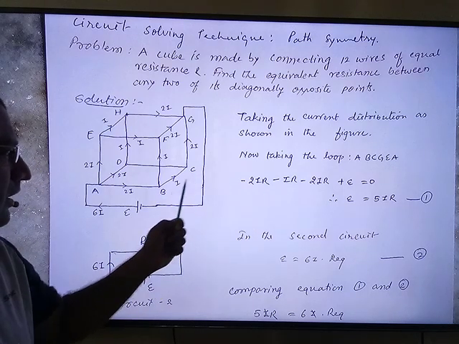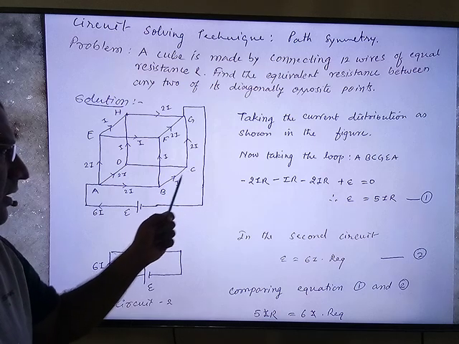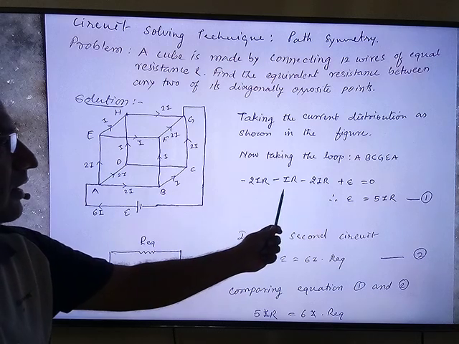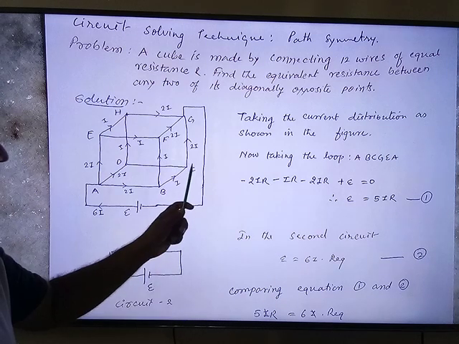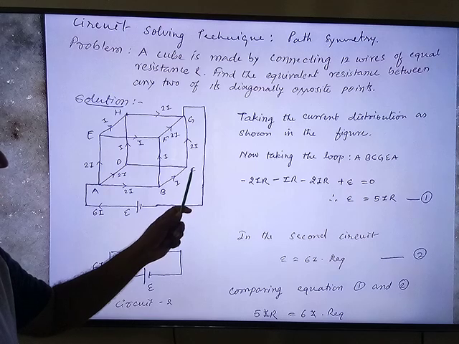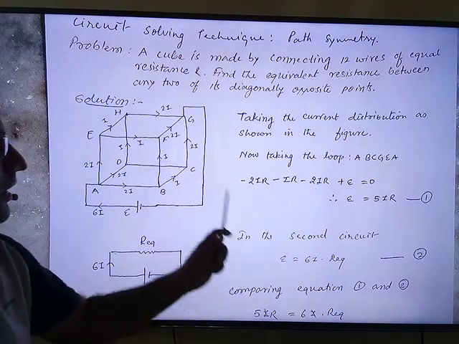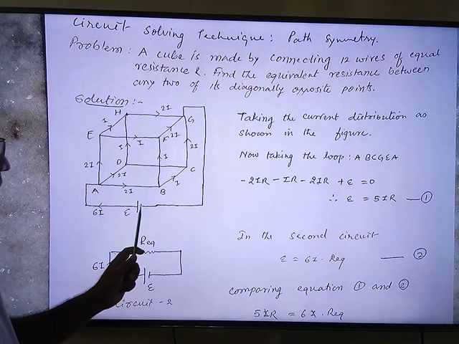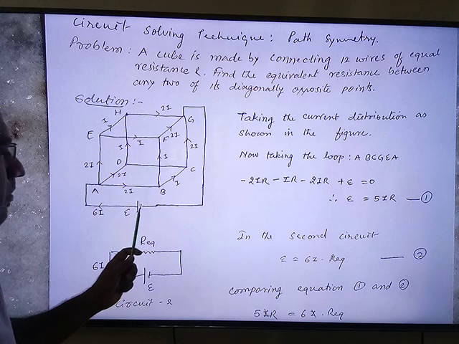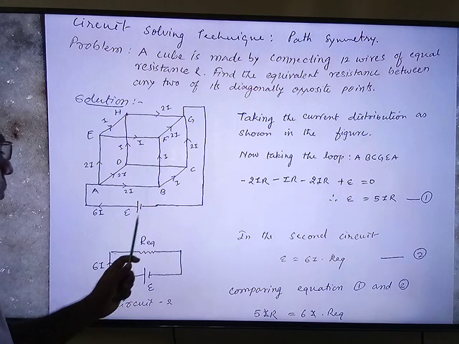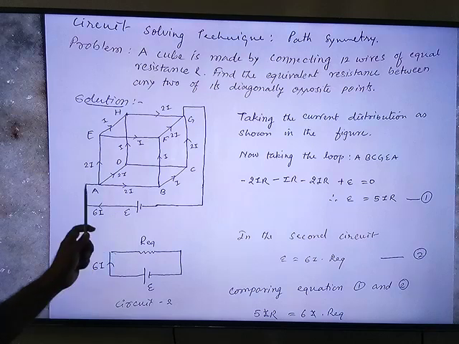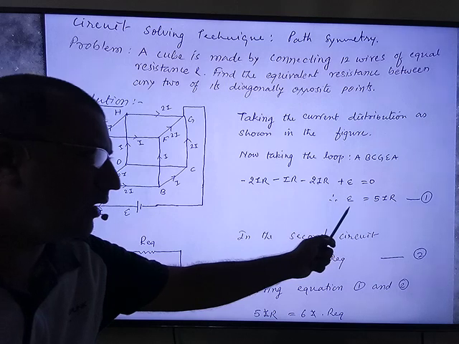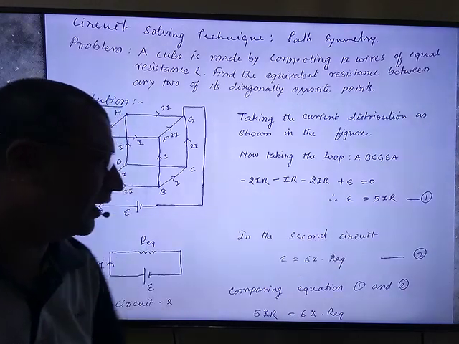From B to C, again R resistance is there and I is the amount of current flowing through it, so it would be minus IR appearing here. And from C to G, I have minus 2IR as written here. And from G, completing the loop, I come across the negative terminal of the battery, and therefore it would be plus epsilon, and the loop is completed, equated to 0. Solving this equation, I get epsilon is equal to 5IR.